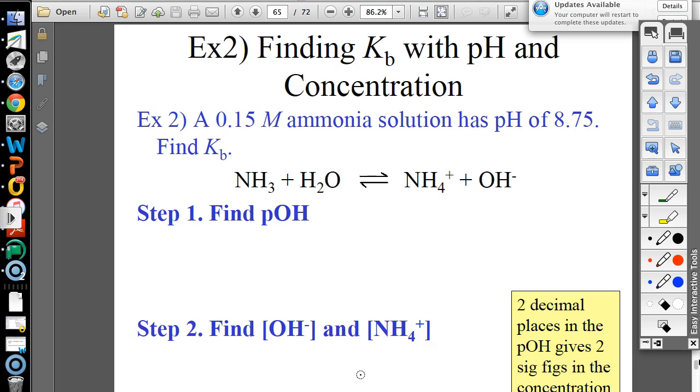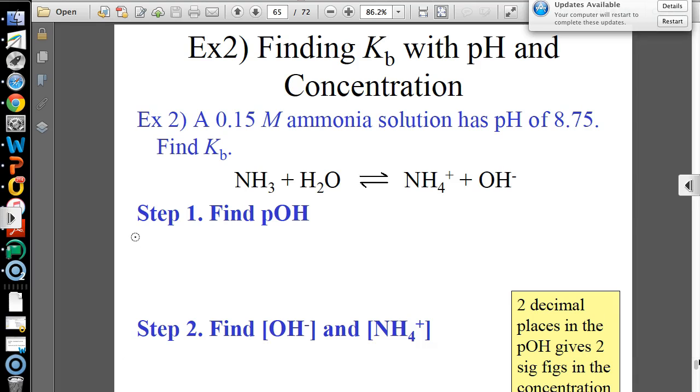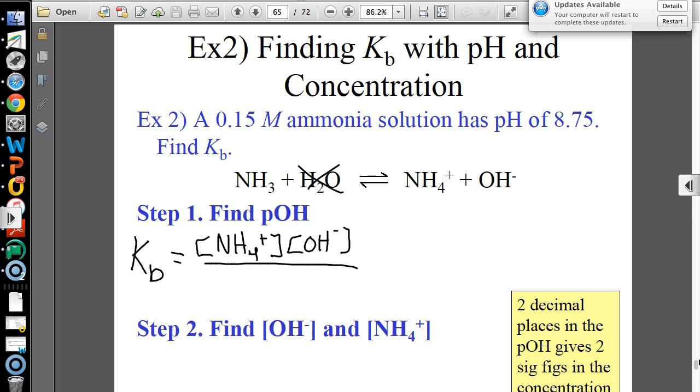So anyway, I can set up KB. I need to write the equilibrium expression. I like to do that first. I just don't like to do a problem without knowing where I'm going. So KB is equal to, remember the water's not counting in here, the ammonium, my hydroxide, and my ammonia.